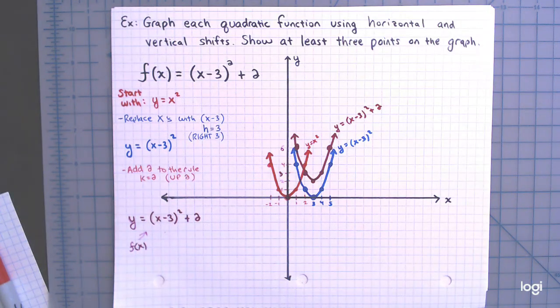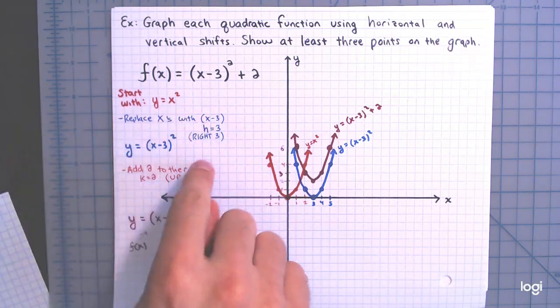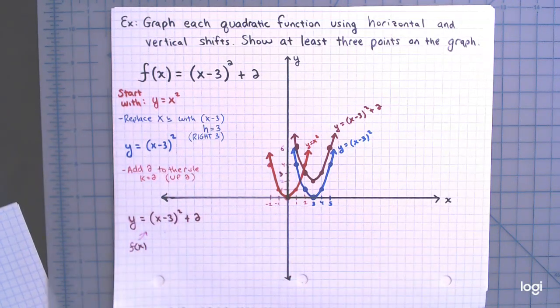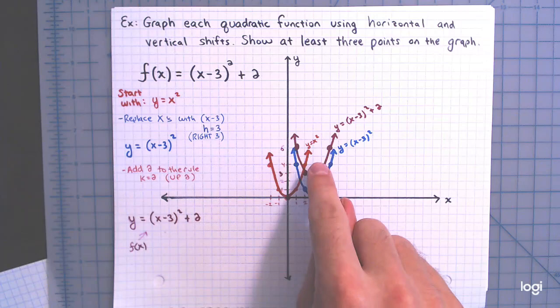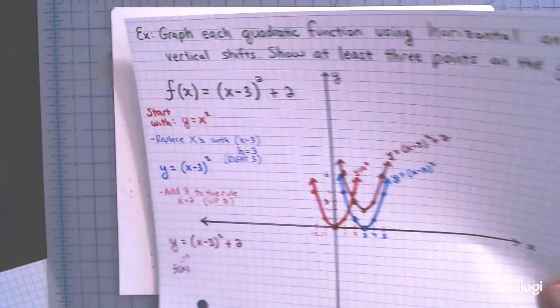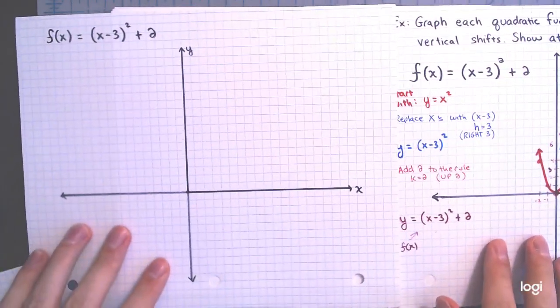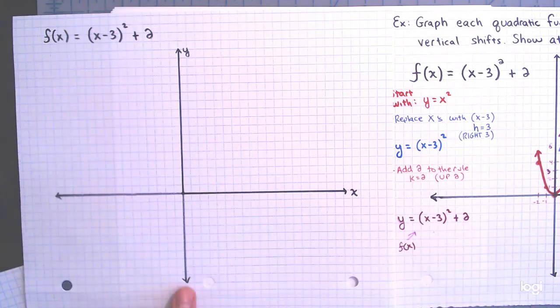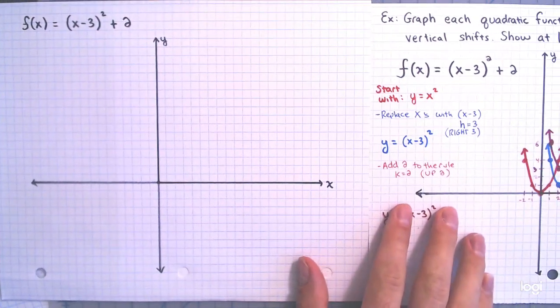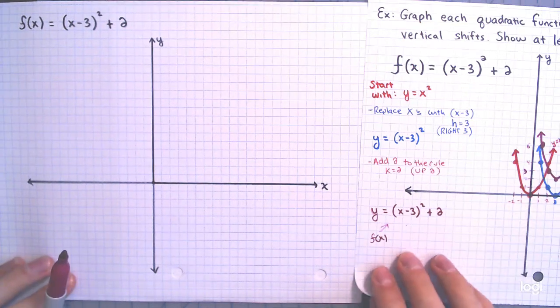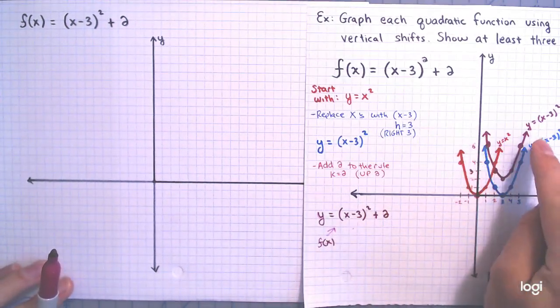All right, so in this example, I did horizontal shift first and then vertical. I'll do in the next example vertical then horizontal, and it really doesn't matter as long as you keep track of what the rule looks like, the function rule. Like I said, I'm going to plot this on its own page, and we'll label some points. So here's f of x equals (x minus 3) squared plus 2. And that was this magenta graph here.